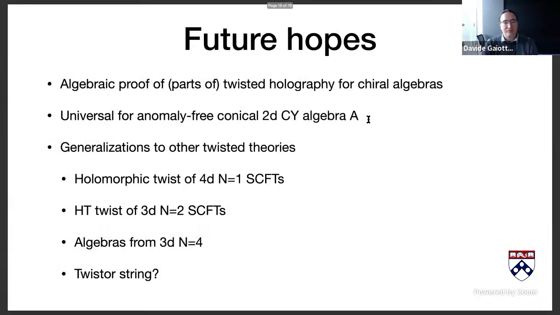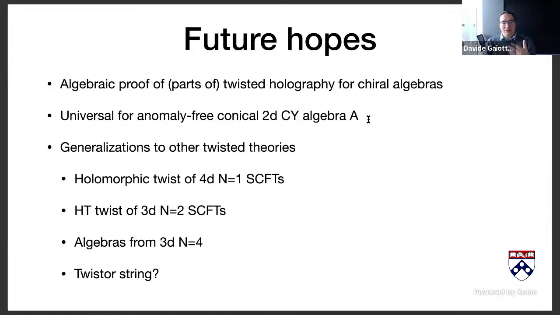So that's the goal of this project. To say it again, I want an algebraic proof, or at least parts of a proof, of twisted holography for general chiral algebras. I want to do it in a way that is universal in the chiral algebras and in the Calabi-Yau geometries, perhaps not even geometric. So I want to say, okay, I have a chiral algebra, I get a 2D Calabi-Yau geometry out of that for free, and then there is a back reaction that I can deduce from doing OPEs or from doing determinant correlation functions. And this back reaction works, and it has to work.